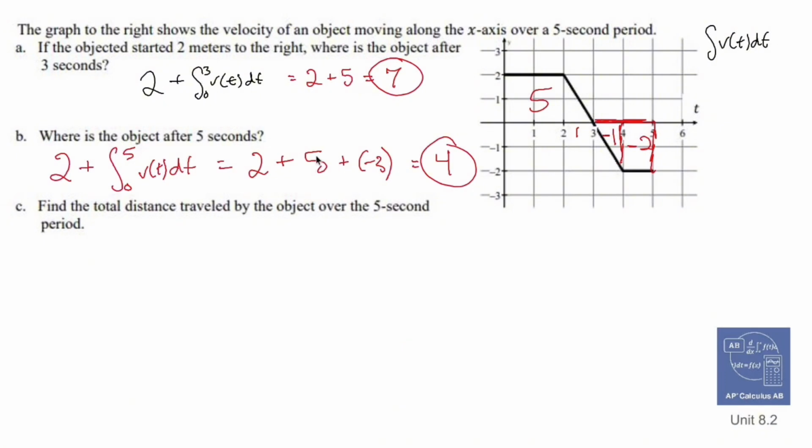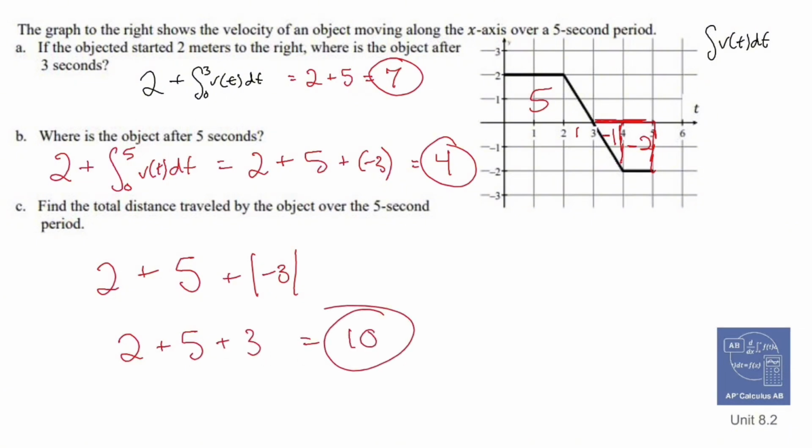Now to find the total distance, which is not displacement. This was displacement. The total distance is the fact that if I were to drive forward 5 feet and back 3 feet, that's still 8 feet. So I have 2 that I started out with, plus the 5 that I drove forward, plus the absolute value of the -3 of me driving backwards, which is going to be 2 plus 5 plus 3, which is going to be 10. Okay, so this problem was very different, but I kind of liked it.